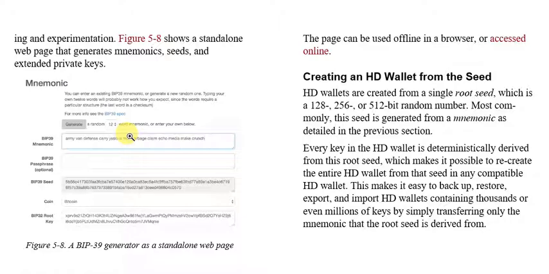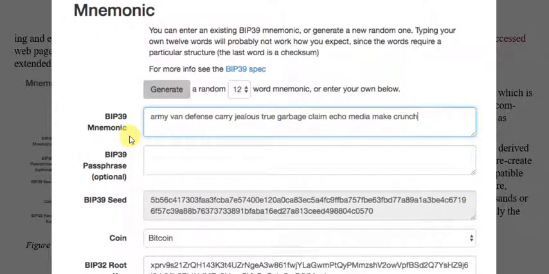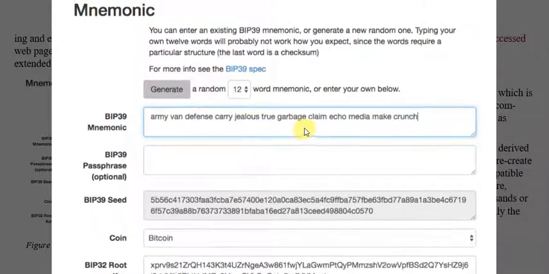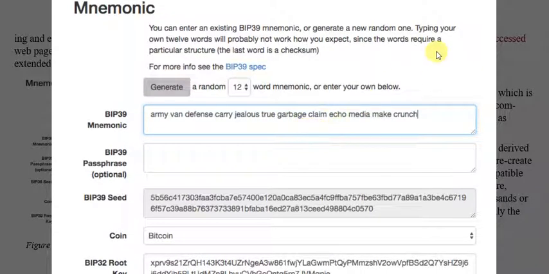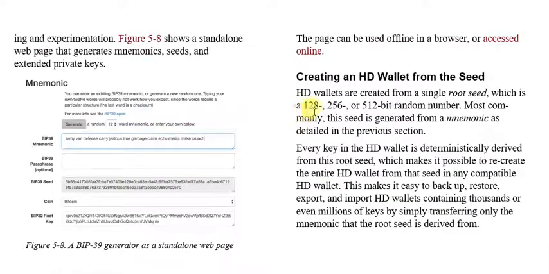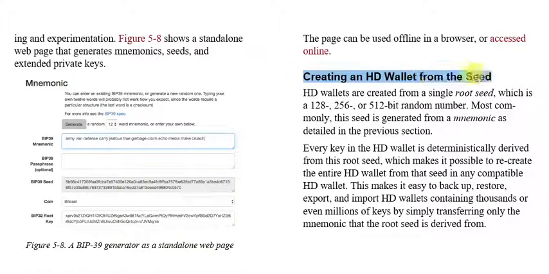Figure 5-8 shows a standalone web page that generates mnemonics, seeds, and extended private keys. Figure 5-8. A BIP39 generator as a standalone web page. The page can be used offline in a browser, or accessed online. Creating an HD wallet from the seed. HD wallets are created from a single root seed, which is a 128-, 256-, or 512-bit random number.